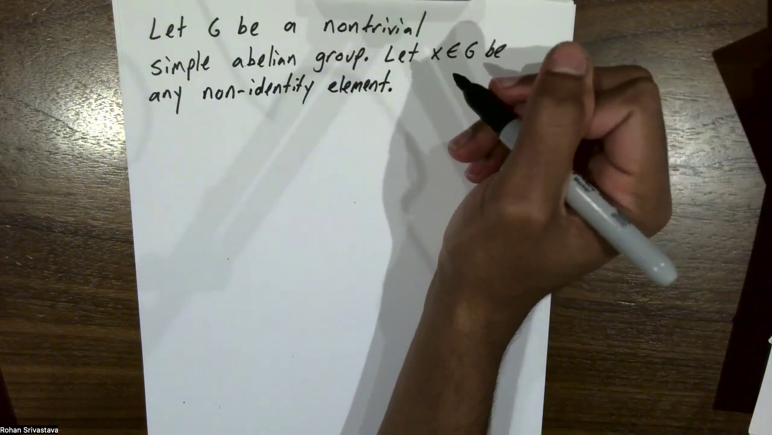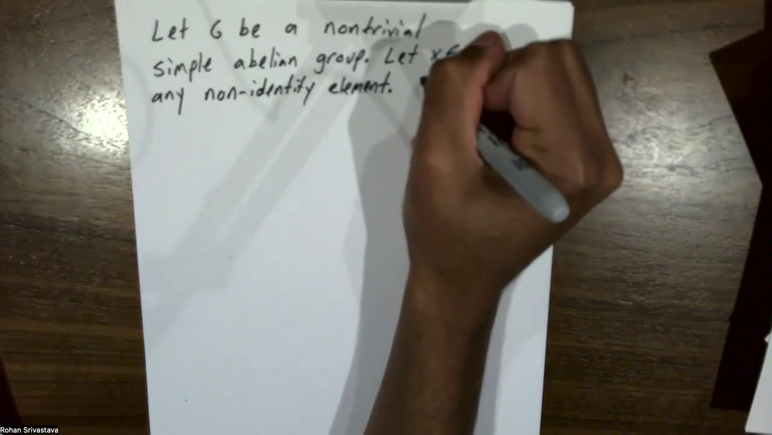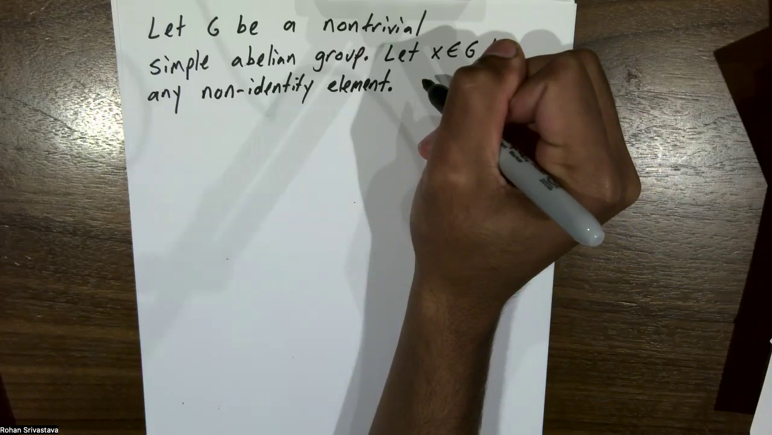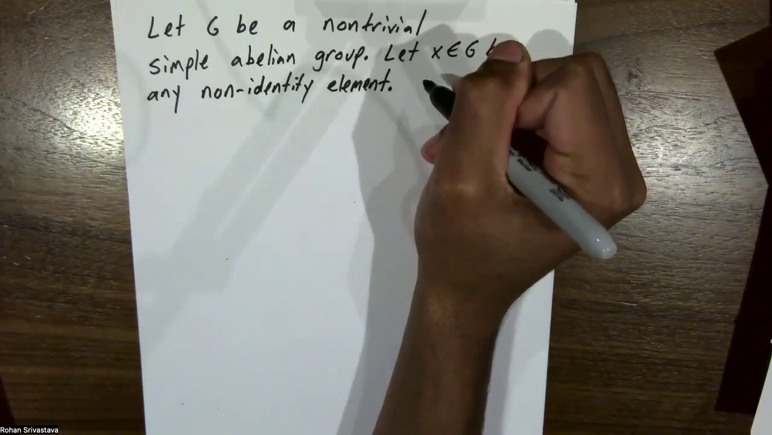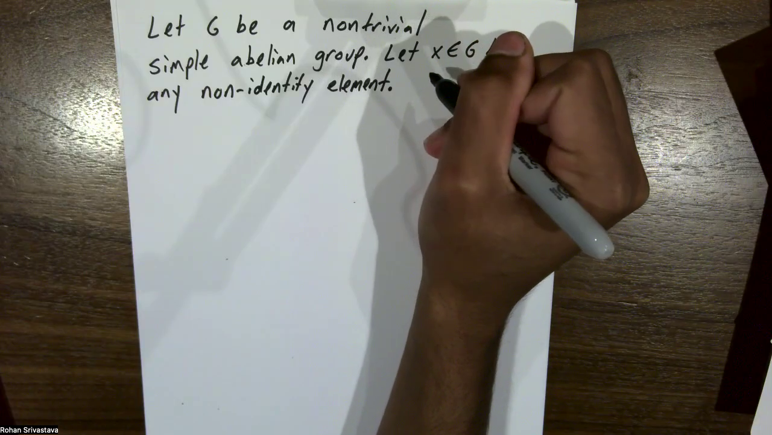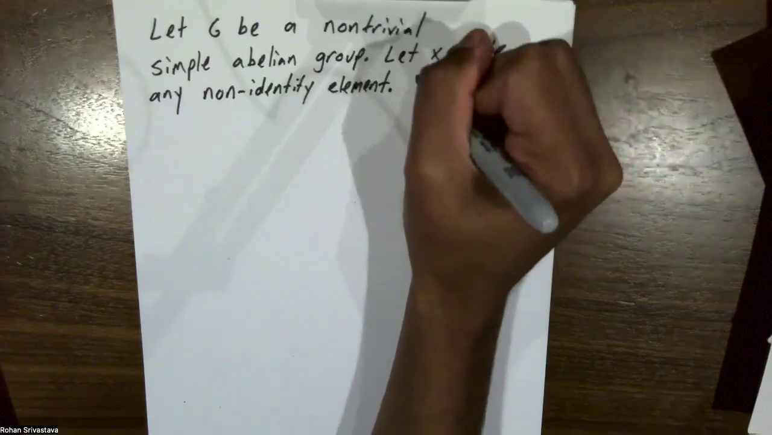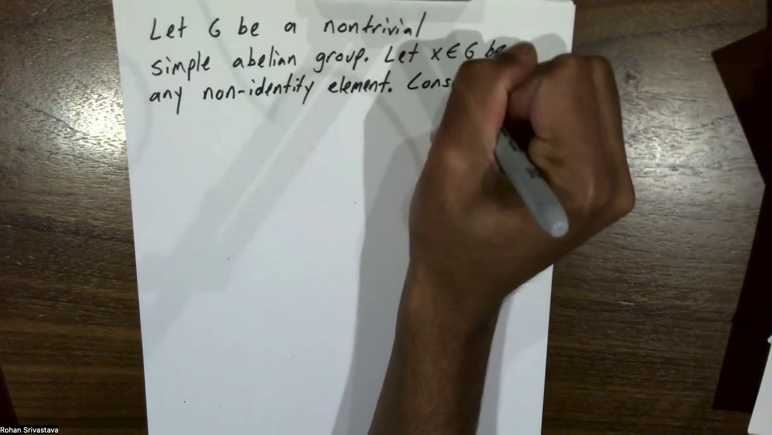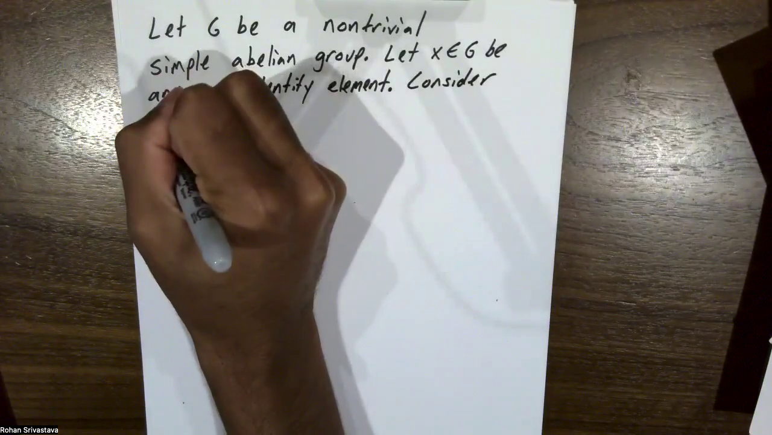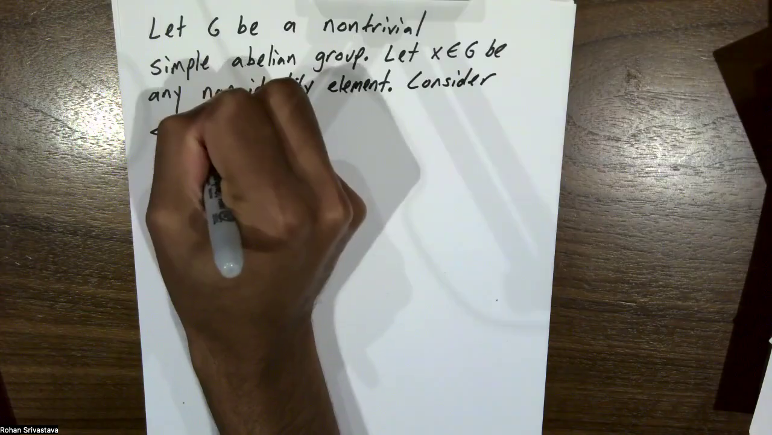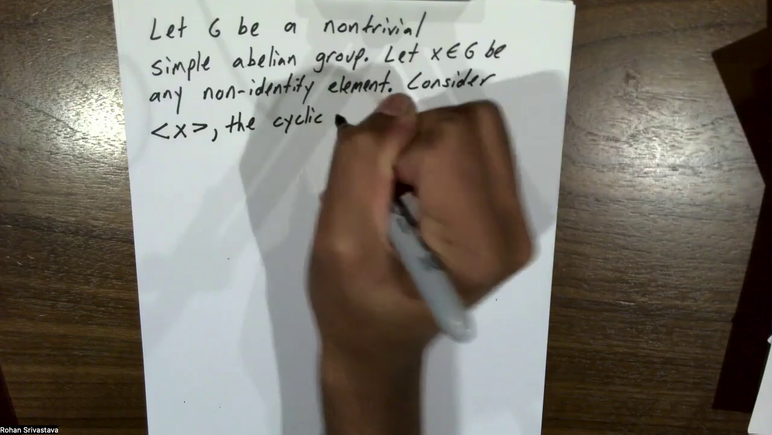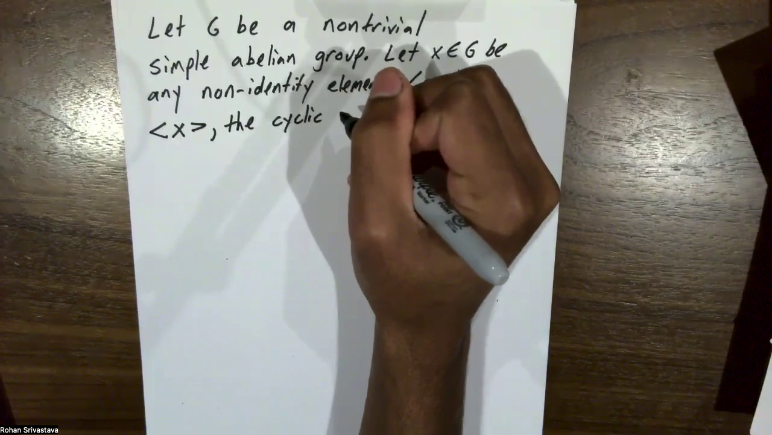So remember, we're interested in groups that have no non-trivial subgroups. So let's consider the cyclic subgroup generated by X, which we denote like this, and which we know is a subgroup of G.